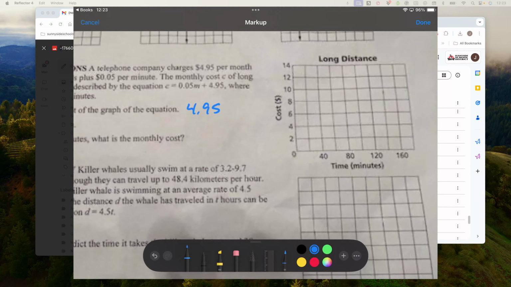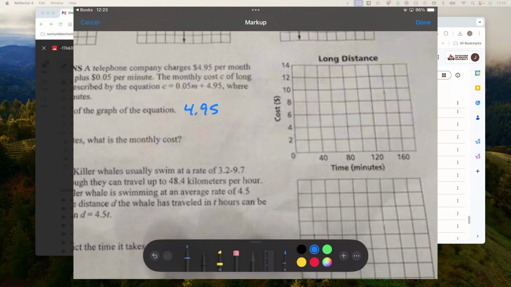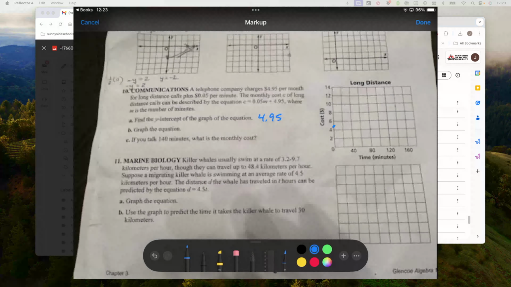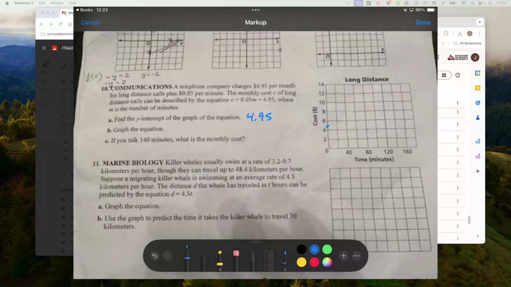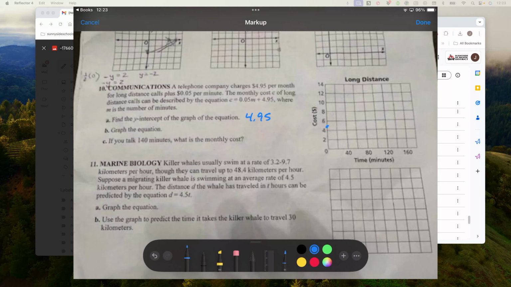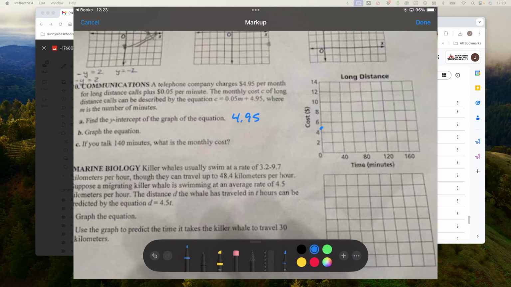which, if you come over here to where is that? Okay, at best we're guessing, so I'll put that right there. And then graph the equation. Well, we have to go up by 0.05 every minute. So for 40 minutes, we can take that 40 minutes and put it in the equation. So the cost would be equal to 0.05 times 40 plus 4.95.